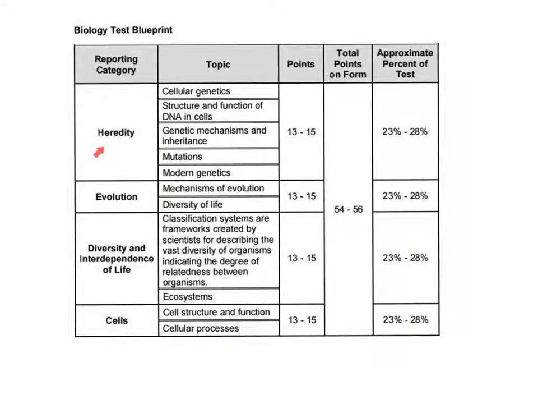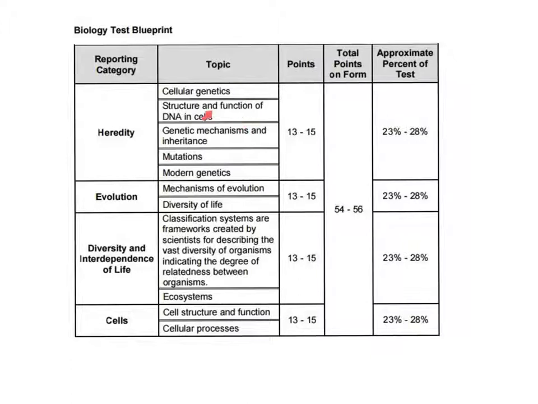The test covers everything from heredity, which includes cellular genetics, very detailed molecular biology, structure and function of DNA in the cells, again, replication, what are genes, how do you make proteins, transcription, translation, all that. The genetic mechanisms of inheritance include things like population genetics, mutations, modern genetics, which goes into cloning and, you know, other types of molecular work. So that's about 28% of the test.